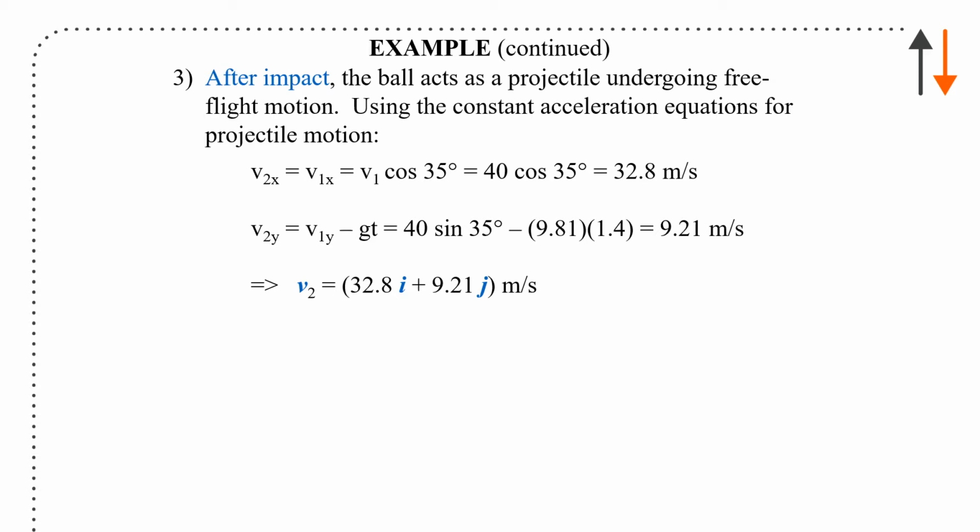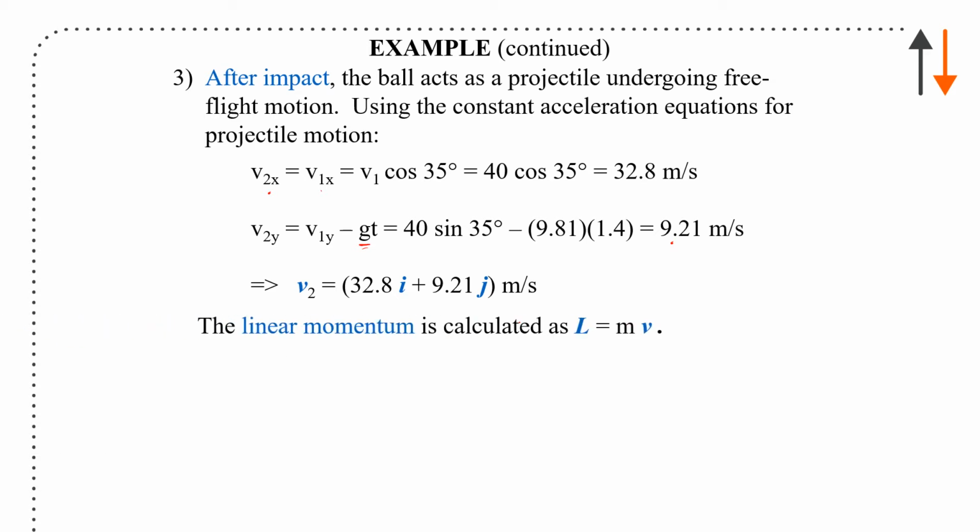After impact, it's a projectile motion problem. I know that the x velocity will not change, so it's v1 cos 35 degrees, 40 cos 35, or 32.8 meters per second. For the second part, I know it's projectile motion, so there's an acceleration term that comes from gravity: v1y minus gt equals 40 sine of 35 degrees minus 9.81 times 1.4 seconds, or a final velocity of 9.2 meters per second. So velocity 2 is 32.8 i plus 9.21 j meters per second.